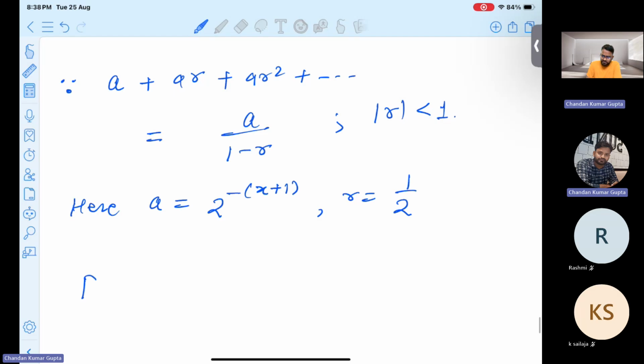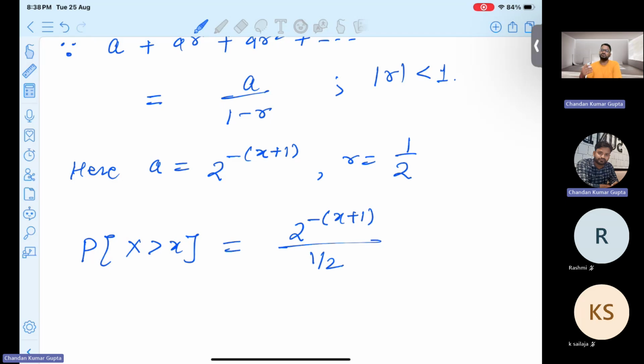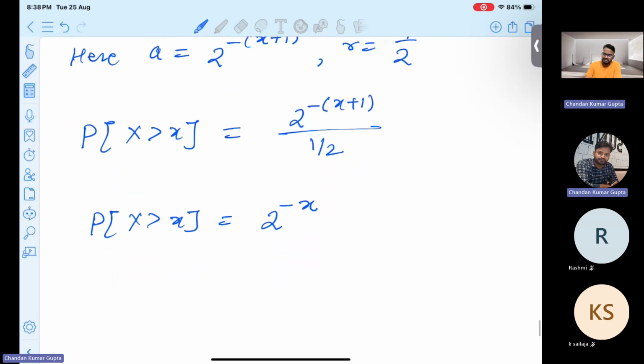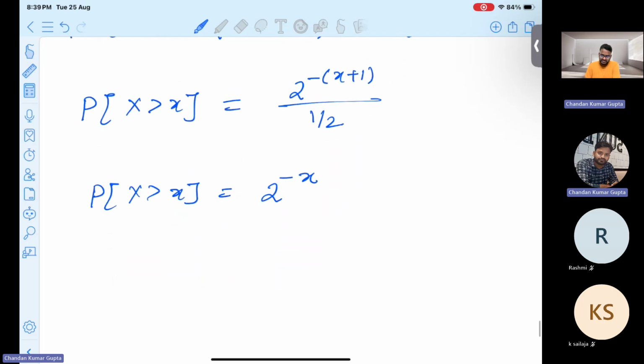Okay. So the probability that X is greater than x is actually 2 to the power minus x plus 1, divided by 1 by 2. The 1 by 2 goes in the numerator, so it is simplified as 2 to the power minus x. Okay, now since it is the same for Y, the probability that Y is greater than x can also be equal to 2 to the power minus x.